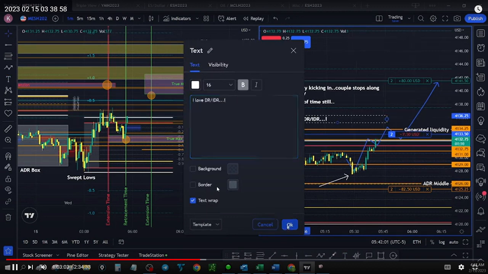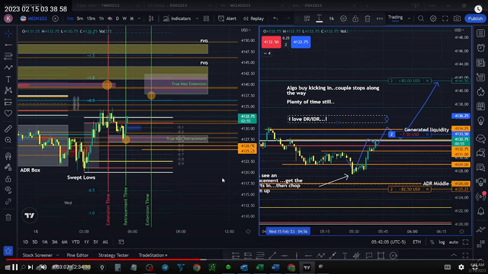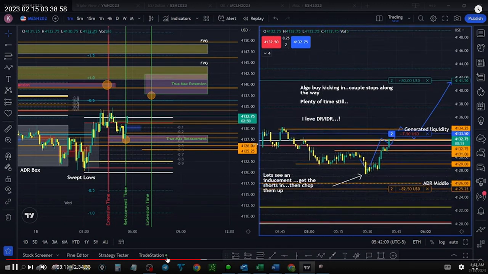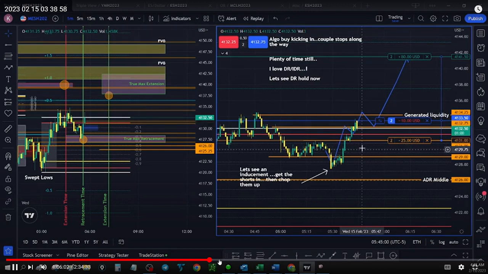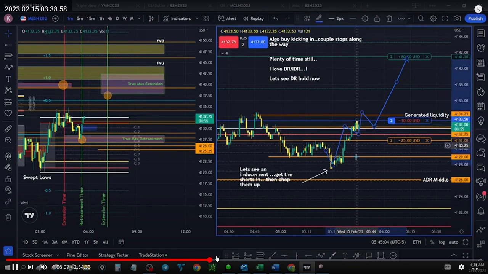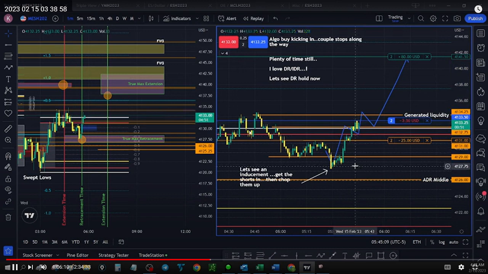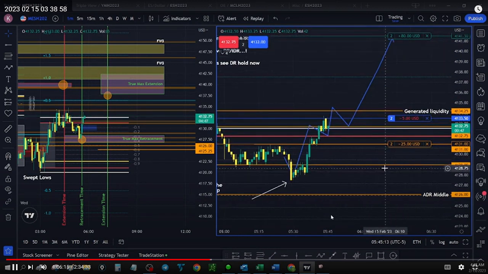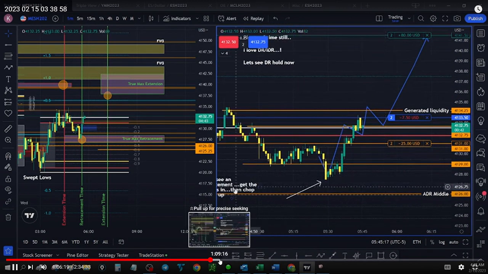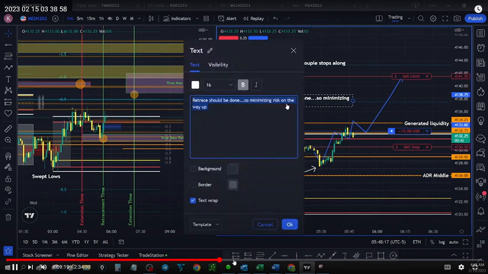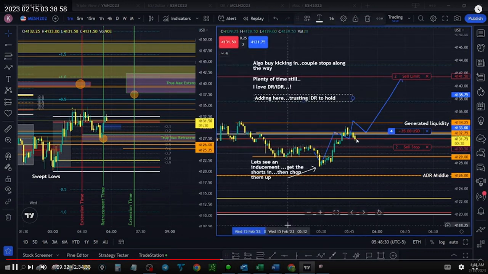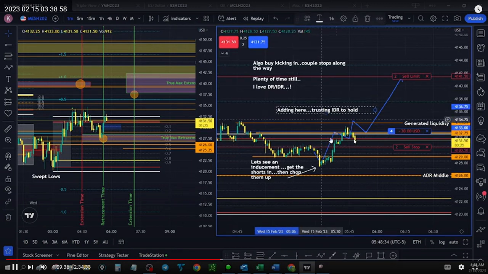Yeah, I love DR, IDR. All right, so I'm going to fast forward a little bit, get through some of these retraces, my stop out. I'm pointing out that all this liquidity is being created up here. I know price is going to go back up here and try to get it. So this is where I minimized risk, added my position right here around the IDR.